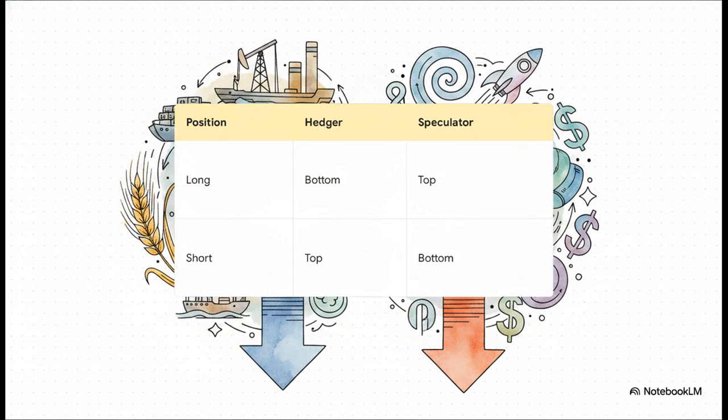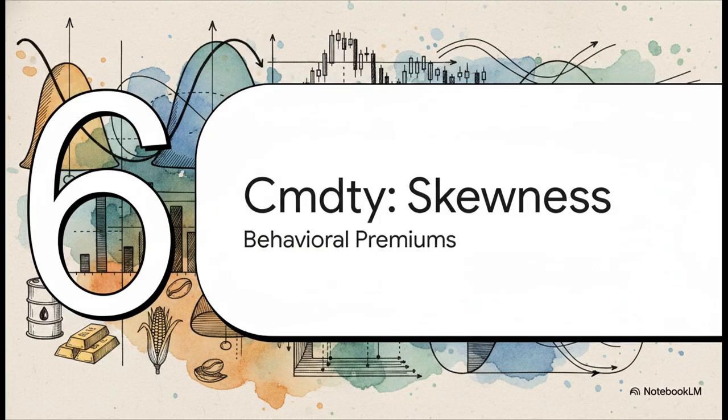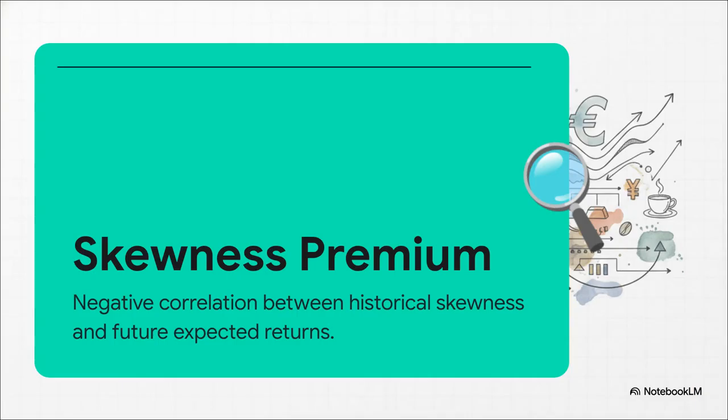You go long on commodities where hedgers are lightly positioned, so the bottom quintile of hedger pressure, but where speculators are aggressively long, and then you short the exact inverse. It's a mathematically precise way to trade on pure market positioning. Section 6. Commodities, Pricing, and Skewness. Behavioral Premiums. In our final section today, we're looking at behavioral premiums and theoretical pricing.